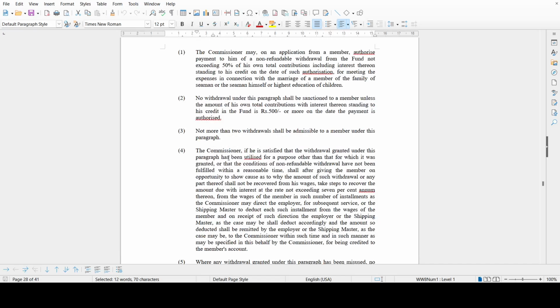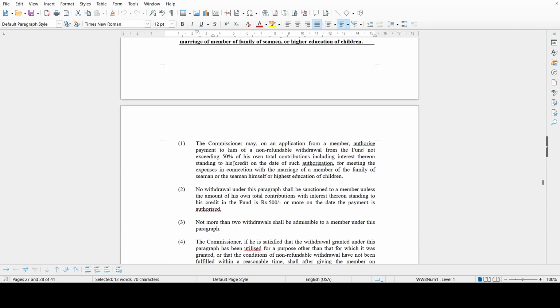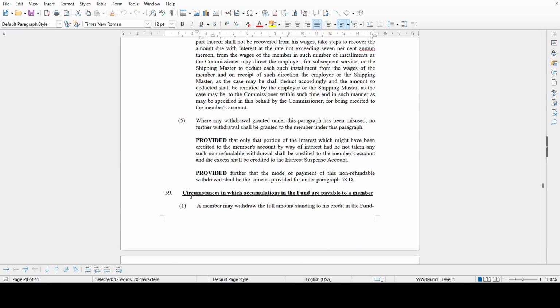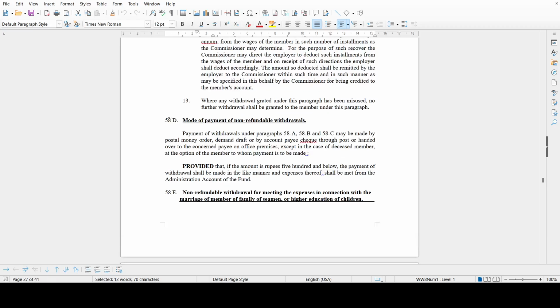Now suppose the form is accepted by the commissioner, what is the mode of payment, how will the payment be made to you? So here I'm going to explain how the payment is made. You see, they have mentioned clearly what the rule is, how they are going to pay you. Mode of payment of non-refundable withdrawals. Payment of withdrawals under paragraph 58A, 58B and 58C may be made by postal money order. So this is the first mode of payment, either by money order, demand draft or by account payee cheque through post, or handed over to the concerned payee on office premises.